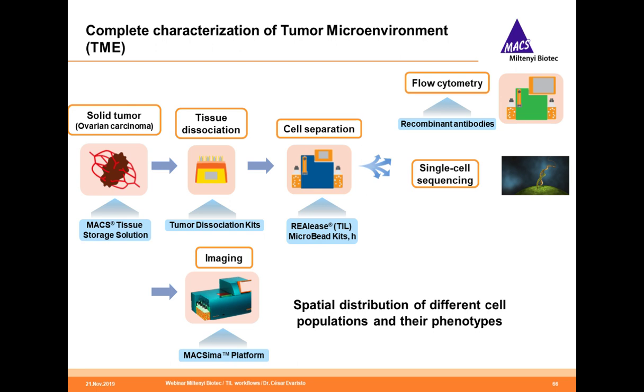However, in order to completely characterize the tumor microenvironment, it may be useful to assess the spatial distribution of different cell populations and their phenotypes. In order to do that, before tumor dissociation, we collected a small tissue section and used our Maxima platform, which allows the staining of hundreds of markers in a single sample.